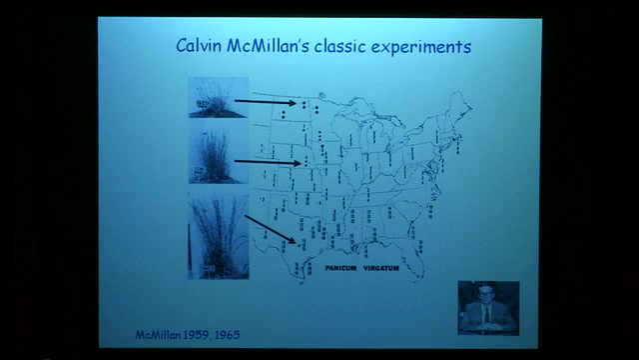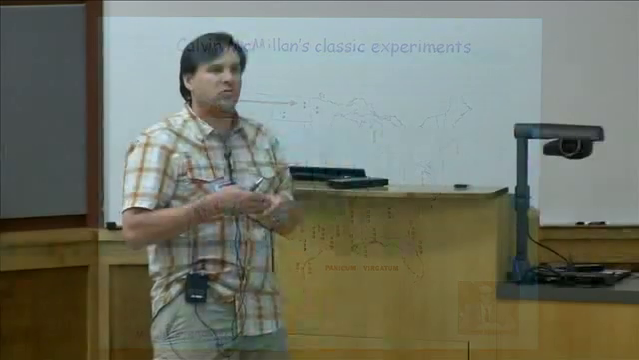And Calvin McMillan's work showed that there's an enormous amount of genetic variation, an enormous amount of gene by environment interaction, and also some pretty strong gradients, in particular with latitude. And he was very interested in flowering time and growing season length and performance in these grasses.